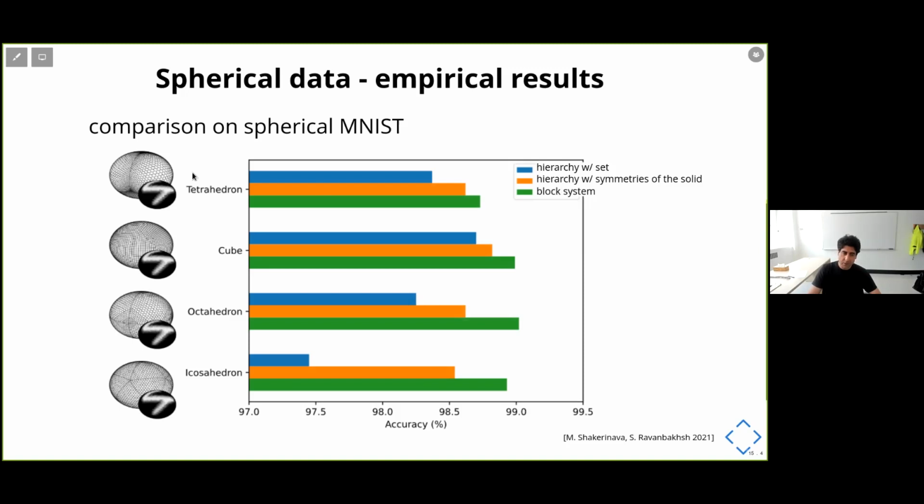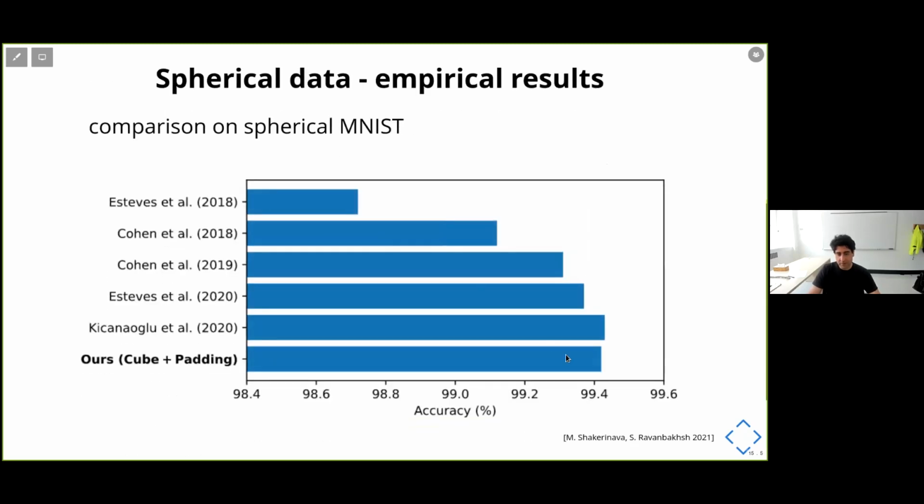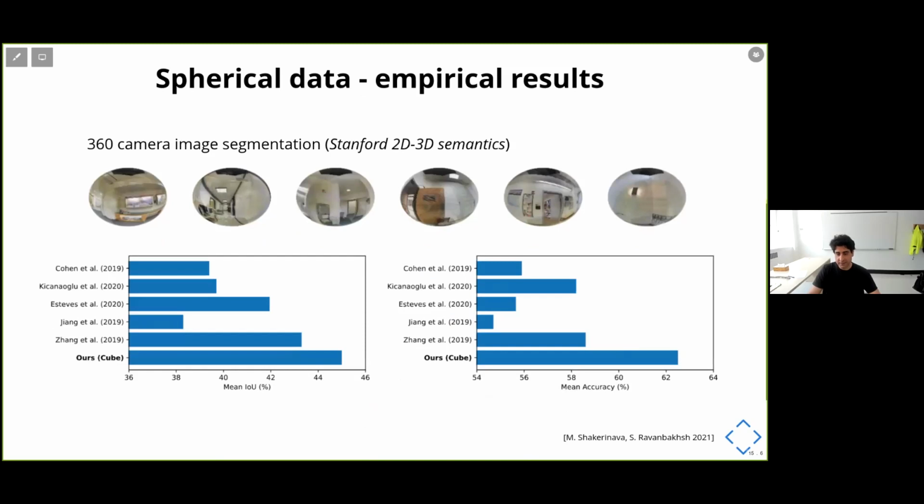And we build these models for spherical MNIST data. This is MNIST projected to the surface of the sphere using different types of pixelization, using cube, tetrahedron, octahedron, etc. And what we see is that as we constrain the symmetry group, the performance improves. And if you look at a comparison of this model with other methods on spherical MNIST, we are competitive. On bigger data sets, we outperform the state of the art by a large margin.